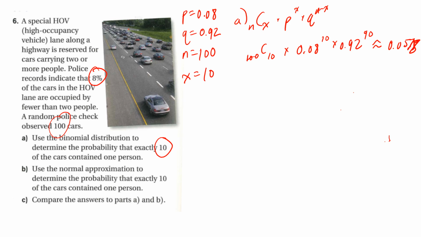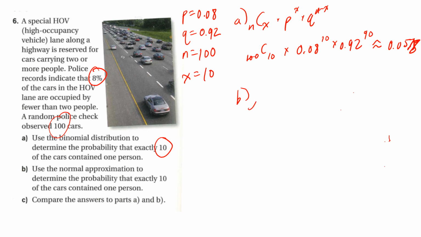Okay, now let's try to use the normal approximation to determine the probability that exactly 10 of the cars contain one person.